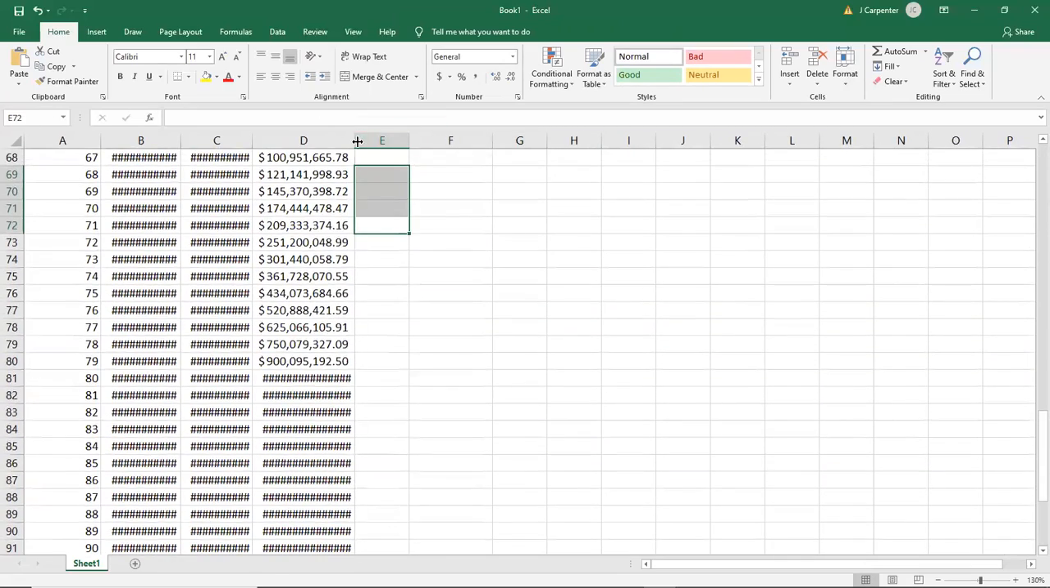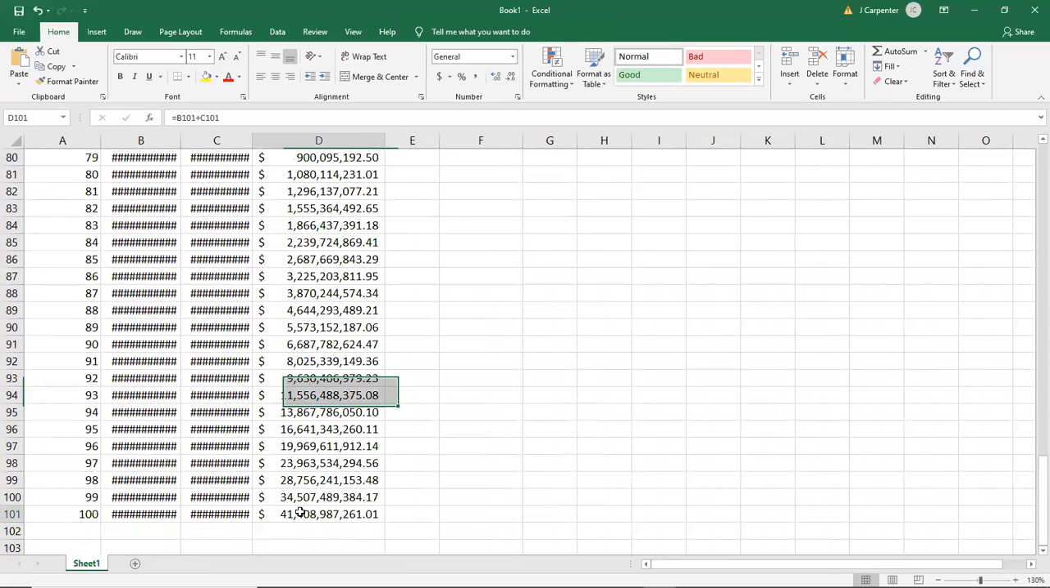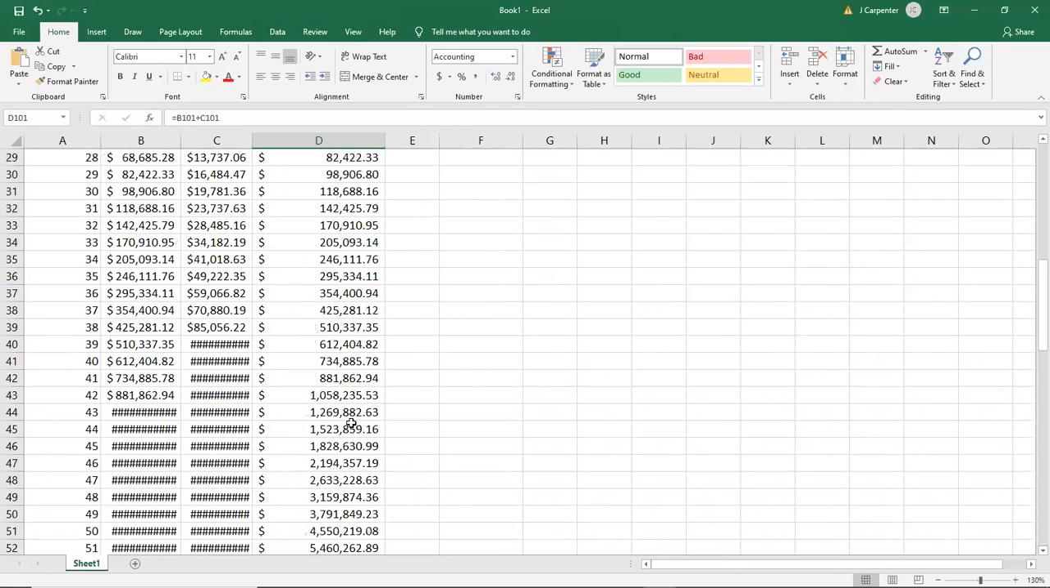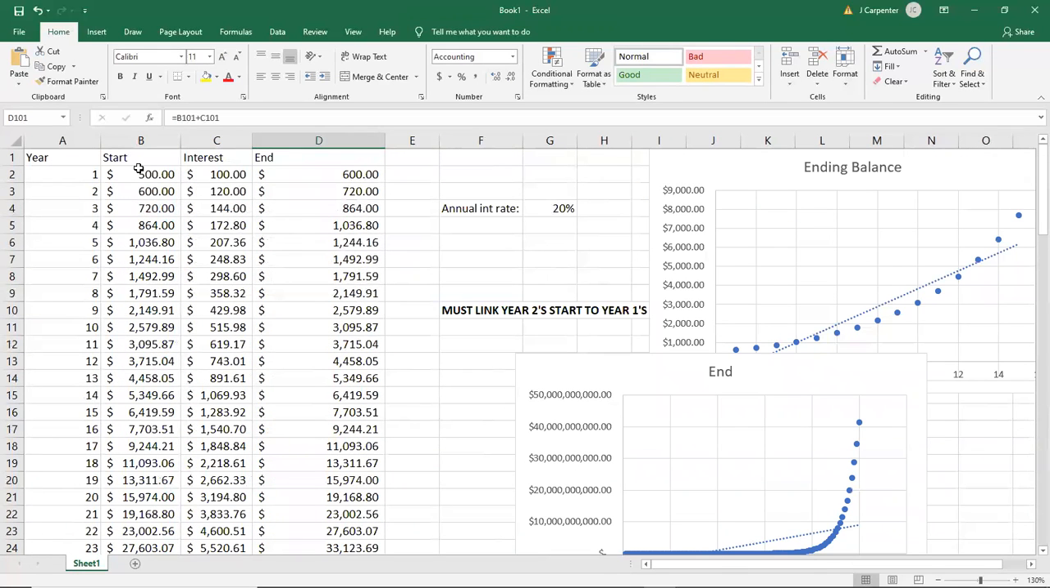Even wider. That is $41,408,987,261 and a penny. Can't forget that penny. So if you somehow manage to put $500 away in a 20% account for 100 years, which does not exist, yeah, most of us aren't going to live long enough to have done that. But man, does that money just explode?